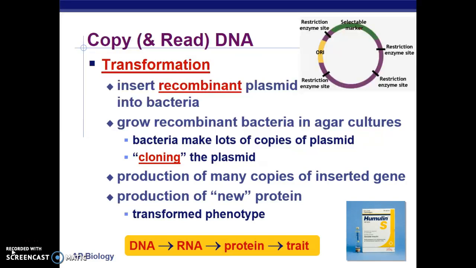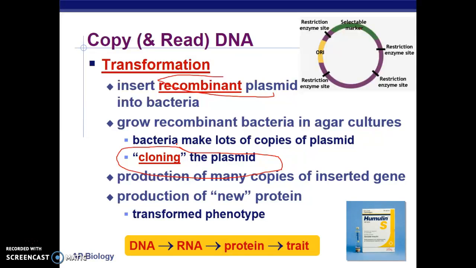Once the bacteria has taken in the plasmid, and this plasmid, since it has a gene from two different organisms, is called recombinant, transformation has occurred. And if you grow that bacteria, the bacteria itself will reproduce and make many, many copies of the plasmid. That process is called cloning. You're sort of cloning the plasmid, or making many, many copies of the plasmid, because the bacteria are reproducing and replicating the plasmid and giving it to other bacteria as they divide.